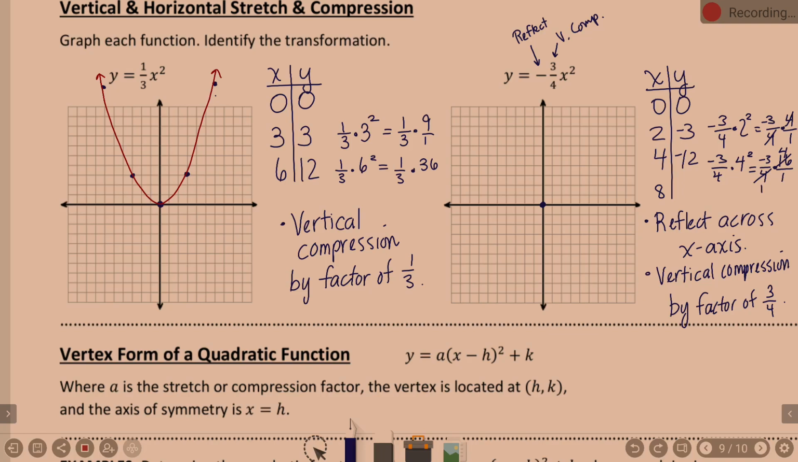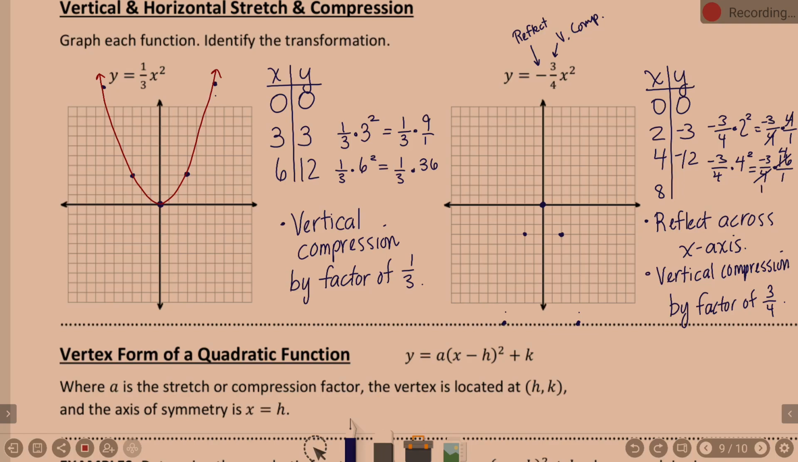8 squared is 64. 64 divided by 4 times 3. Oof. You're getting big. We're very big into the negative. So, 0, 0. 2, negative 3. Right 2, down 3. Now, if we go right 2, down 3, we also need to go left 2, down 3. And 4, negative 12. Right 4, down 12. If you go right 4, down 12, we also need to go left 4, down 12.